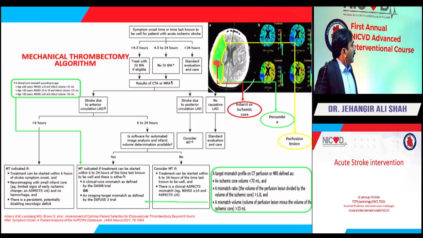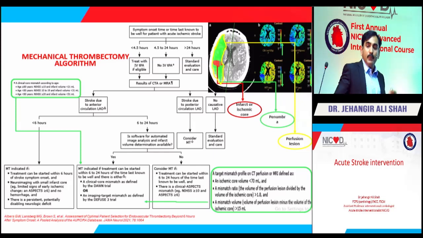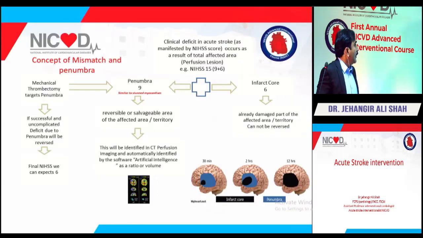These are the algorithms; I don't want to go into them. If you are within 4.5 hours, you could give TPA or bridge with mechanical thrombectomy. There is also the perfusion scan: you assess whether the mismatch ratio is more than 1.8 or the mismatch volume is more than 15. You can go for mechanical thrombectomy if the patient presents late, after 6 hours and within 24 hours. So this is the concept of penumbra.